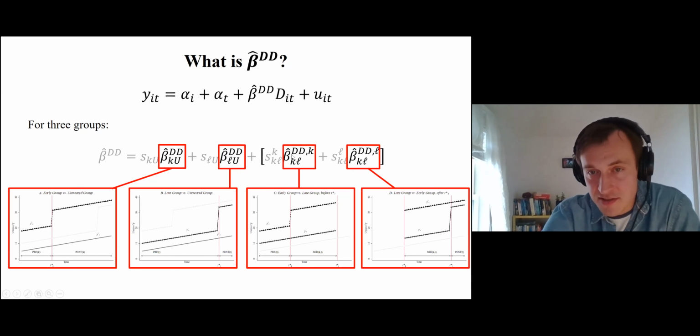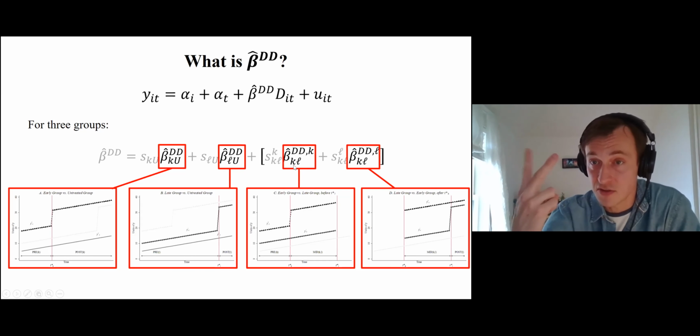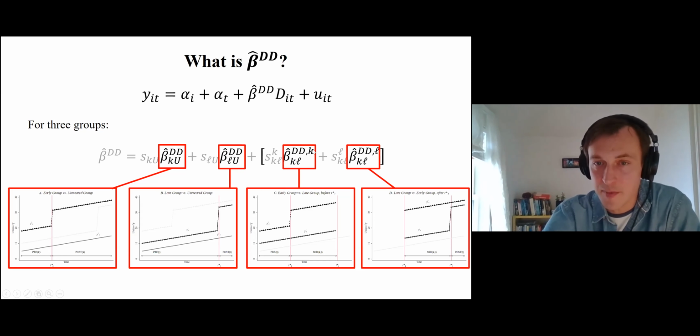The notation here is, I want to say it out loud so that it's clear when we look at it later. Beta hat diff and diff, KL, right? KL is telling you which two groups are being compared, K versus L. Those are the early versus late. And then up here, the K sitting in the superscript is telling you this is the one where group K is the treatment group. That's the early switchers. Okay, so that's right here.